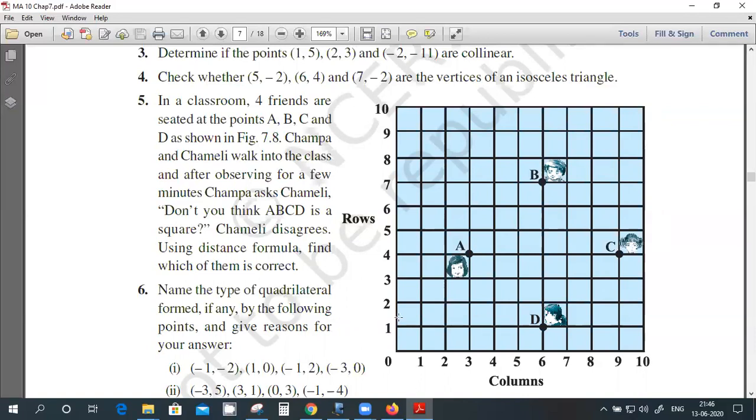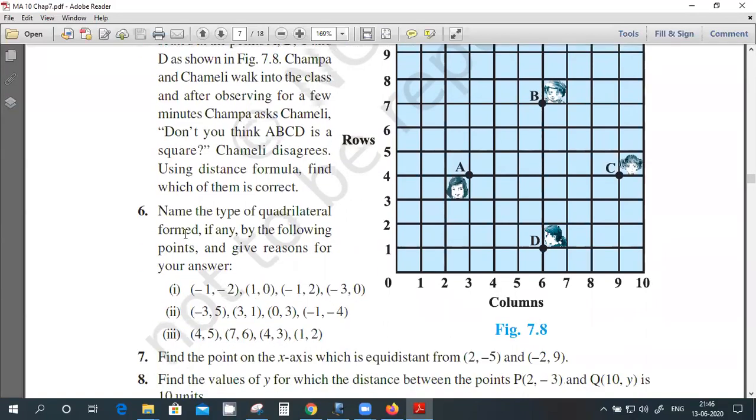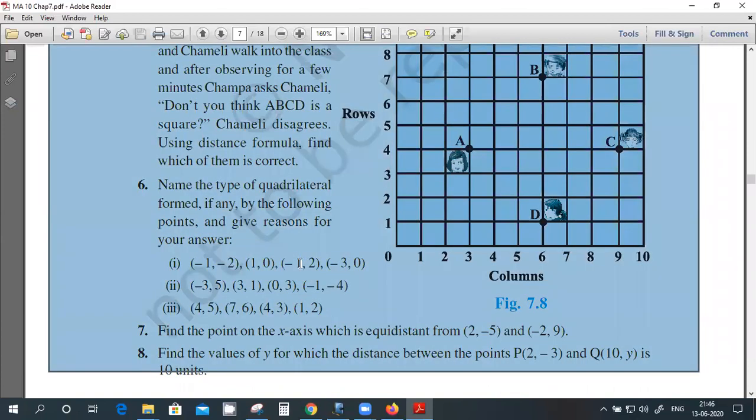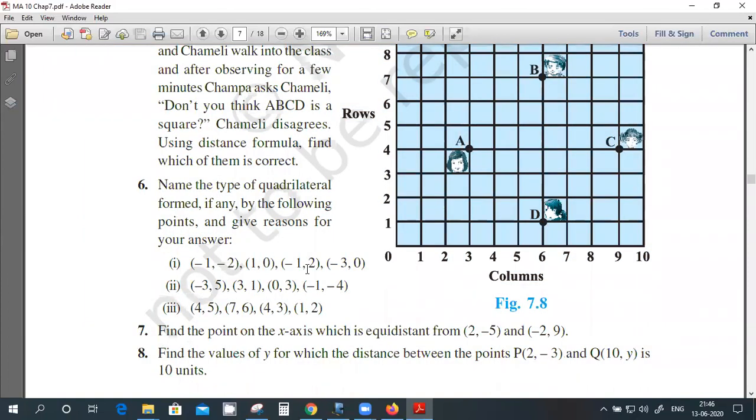Name the type of quadrilateral formed by the following points. You just have to find the distances between all pairs of points, and then check what it is. It could be a square, a rectangle, or a rhombus. Otherwise it's a general quadrilateral. Three things you can check: square, rectangle, or rhombus.